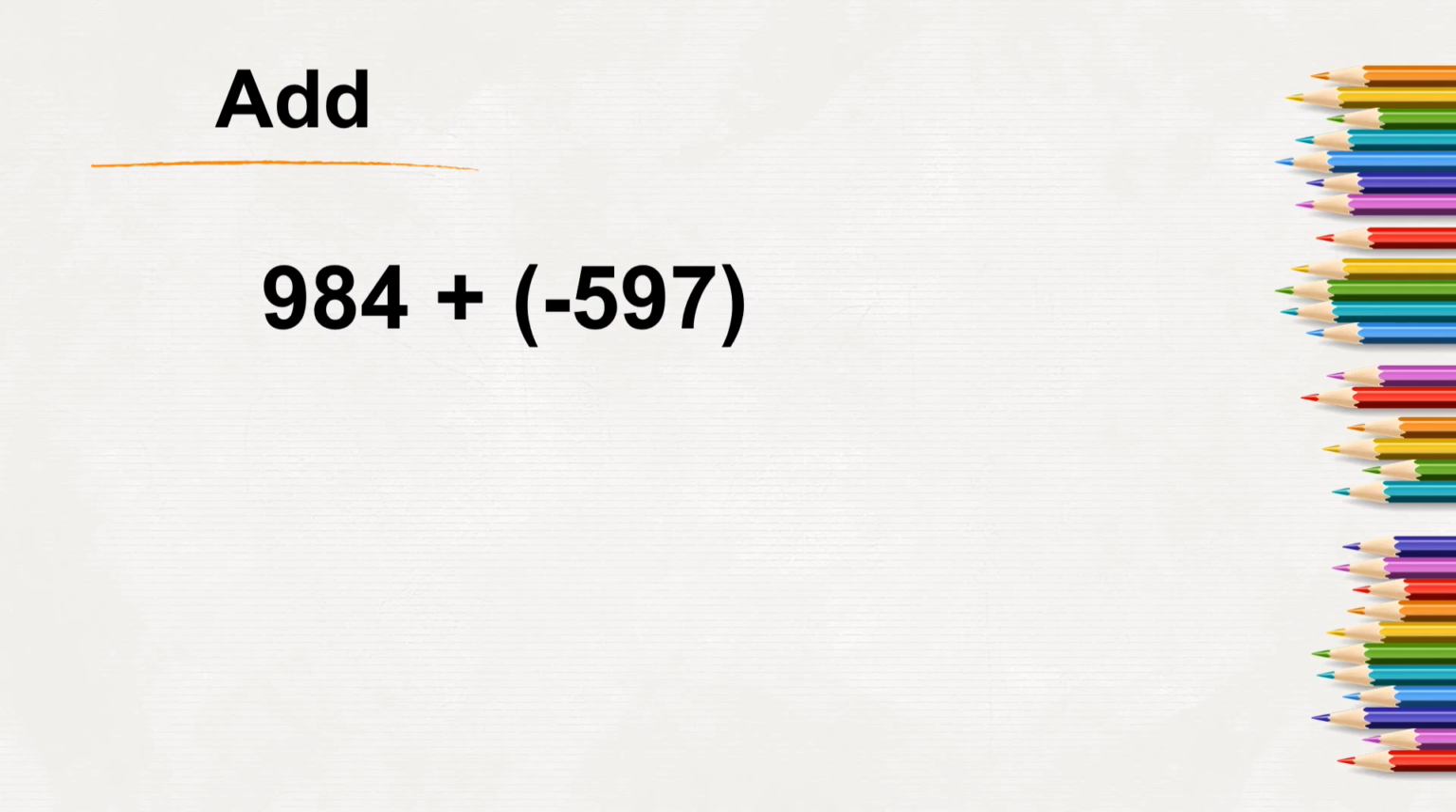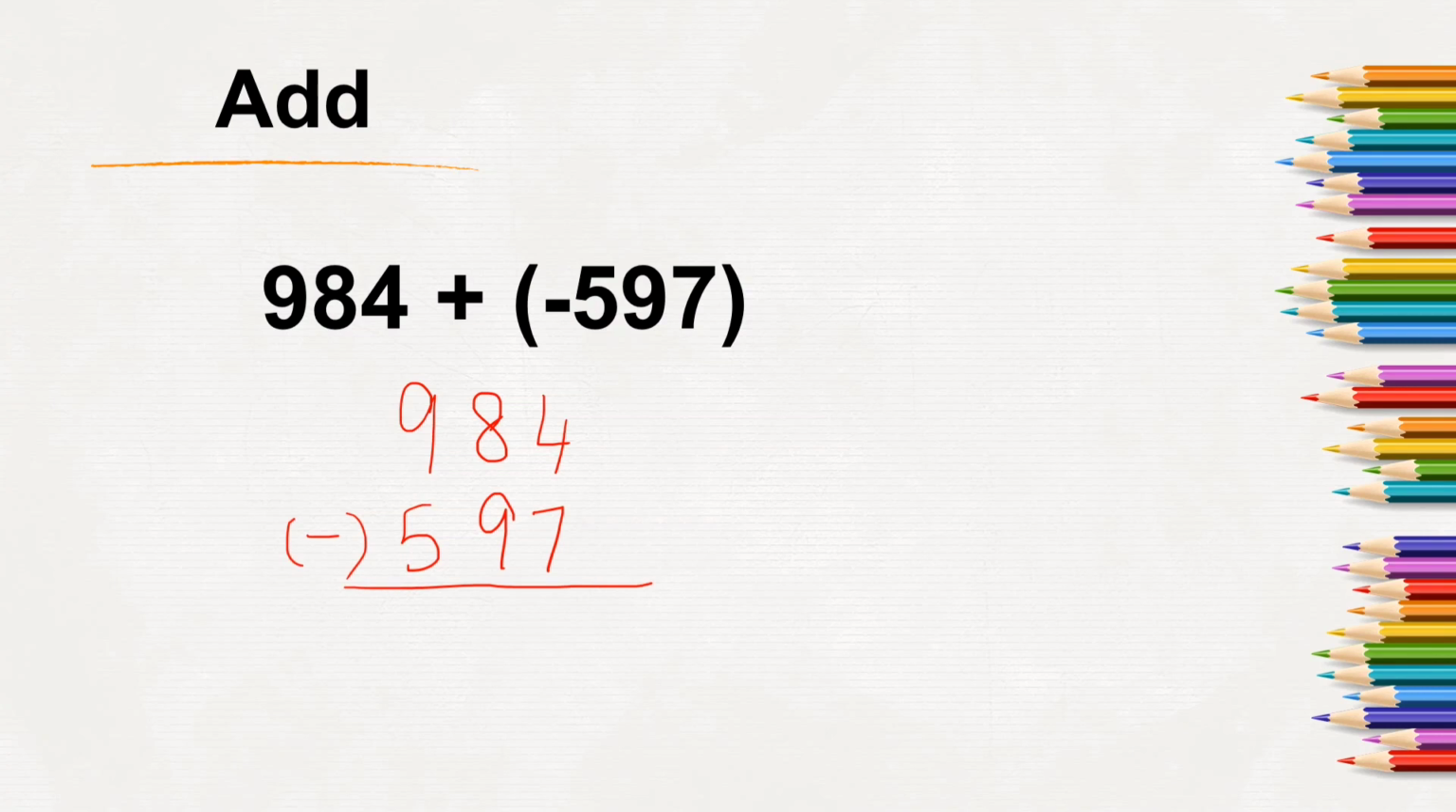Here is one more question. 984, that is positive 984 plus negative 597. Again, here we will be adding positive and negative integers. So when we are adding positive and negative integers, we will have to find out the difference. Yes, what is the difference between 984 and 597? Yes, here we will borrow.